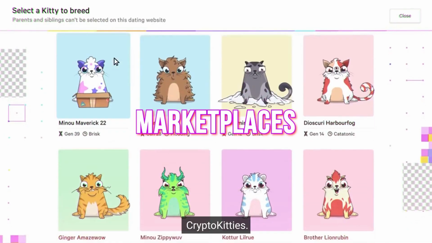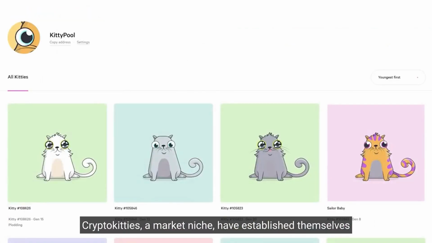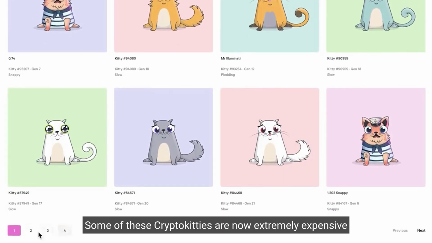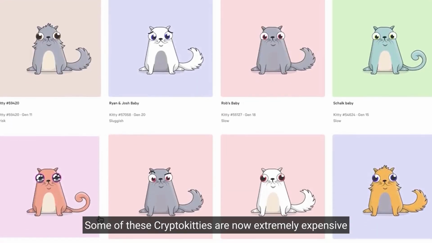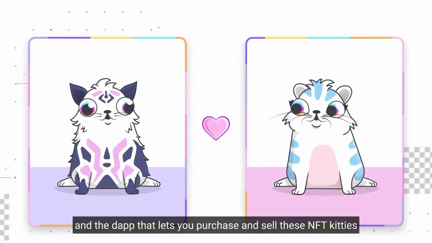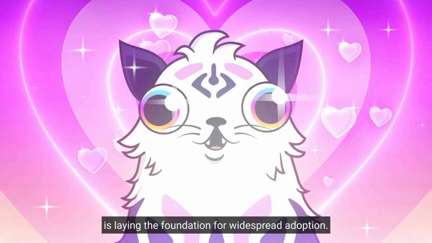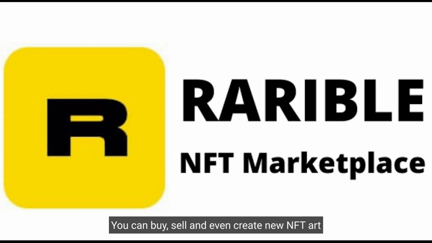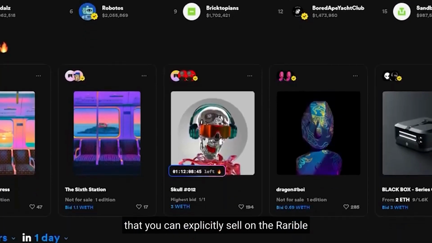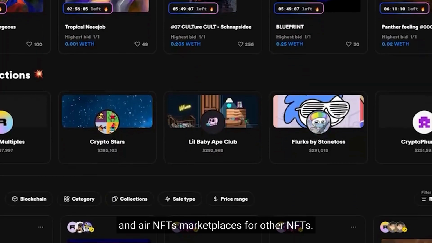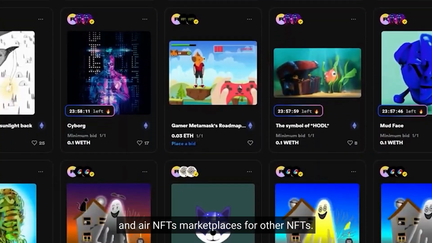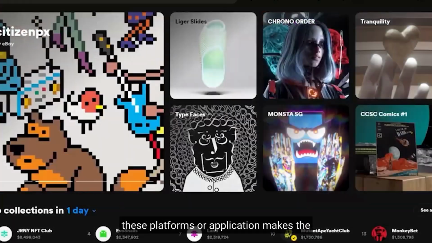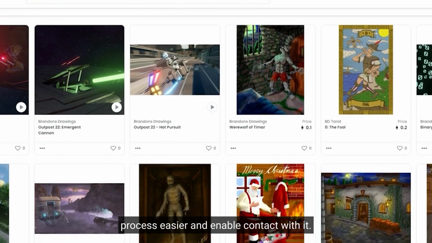Marketplaces. CryptoKitties, a market niche, have established themselves as a valuable item during the past several years. Some of these CryptoKitties are now extremely expensive, and the dApp that lets you purchase and sell these NFT kitties is laying the foundation for widespread adoption. Rarible. You can buy, sell, and even create new NFT art that you can explicitly sell on the Rarible and other NFT marketplaces. In order for a regular person to use the blockchain, these platforms or applications make the process easier and enable contact with it.